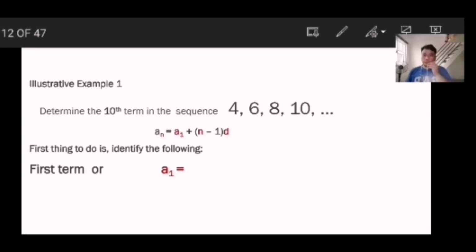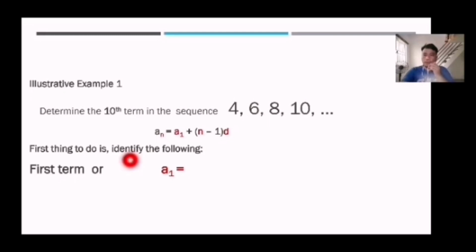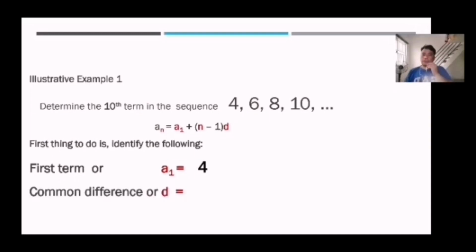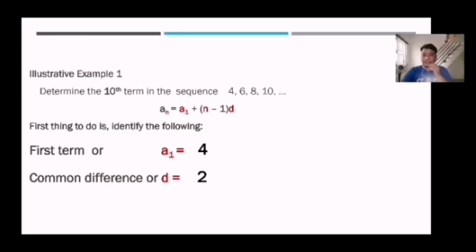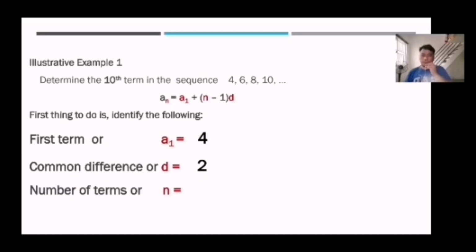Let's start with the first term or a sub 1. So first term meaning that is the first number in the sequence. In this case, that is 4. Next is the common difference. We can obtain the common difference by subtracting the second term by the first term. So that will be 6 minus 4. That is equal to 2. And lastly, we'll be needing the number of terms. The number of terms in this problem or in this question is 10.